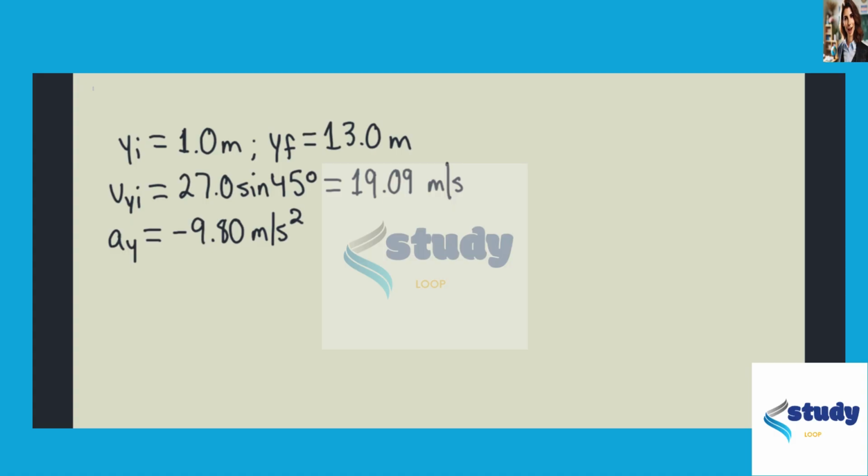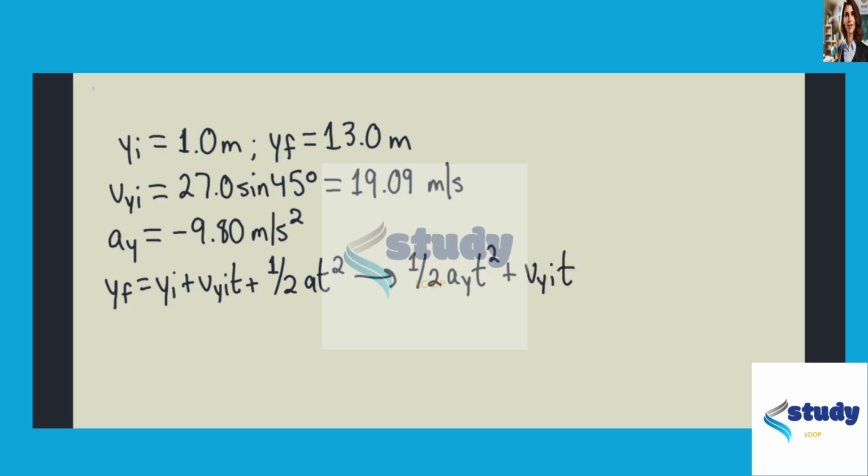So we can use equation 2-12b in order to find the time of flight. So we can say that y final equals y initial plus vy initial t plus 1/2 a t squared. This is going to become 1/2 a sub y t squared plus vy initial t plus y initial minus y final equaling 0. So in fact, this is a quadratic equation, so we can use the quadratic formula in order to solve for t.